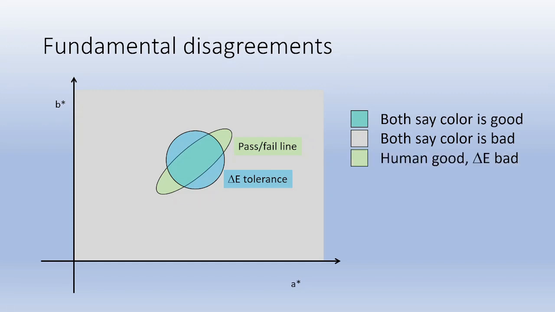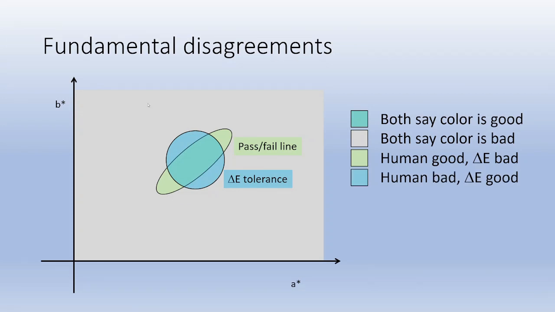Now we get into the interesting ones. Here we see this region here. The human says this is good, and the computer, using delta E, says it's bad. Now that's going to cause some problems, particularly with the thread manufacturer, because they're going to say, look, this thread is the right color, but the computer's going to disagree with them. Okay, so that's an unhappy condition.